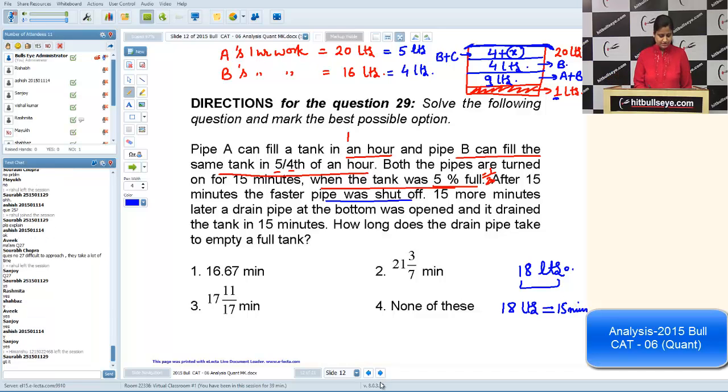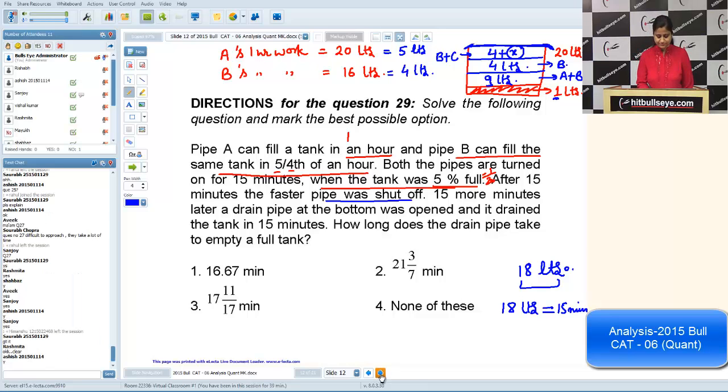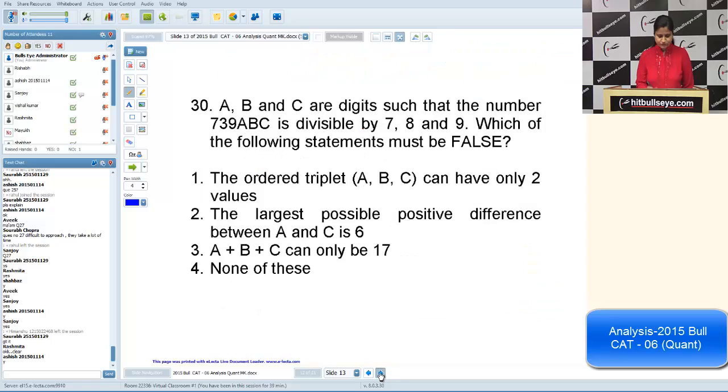Okay, that is the best approach if you make use of LCM, least common multiple, I mean. You take all the numbers which are appearing in the question, you take the least common multiple of those numbers, and you take the work to be that many units. Okay, let us move further, guys.